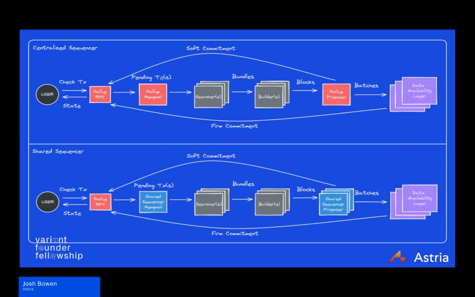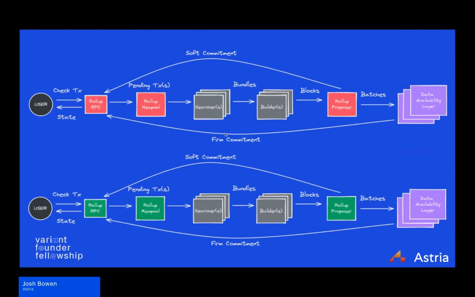The big thing to think about, here's just a quick comparison. Fundamentally, we're essentially swapping out the mempool and the proposer. The RPC remains the same. This is roughly the comparison between a centralized sequencer, which doesn't have to be explicitly centralized, it can be a rollup specific sequencer, and a shared sequencer, implying that it's used by multiple rollups.